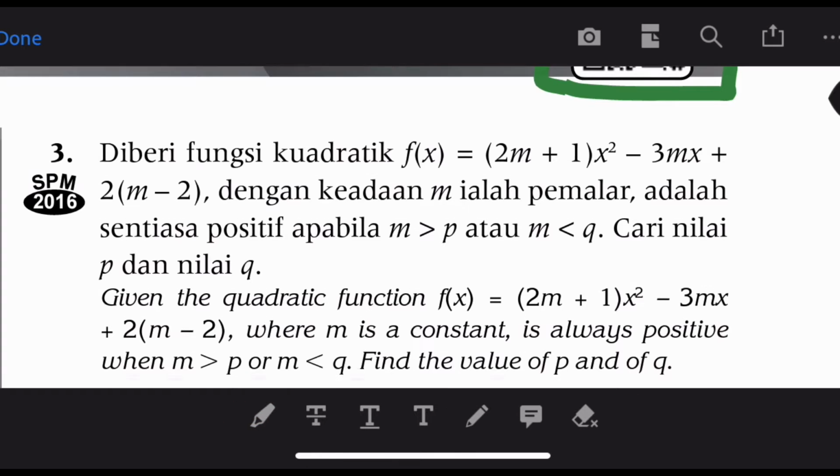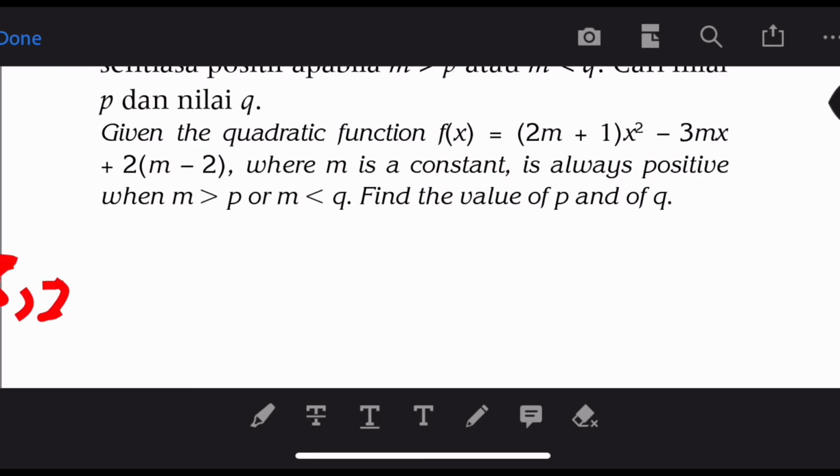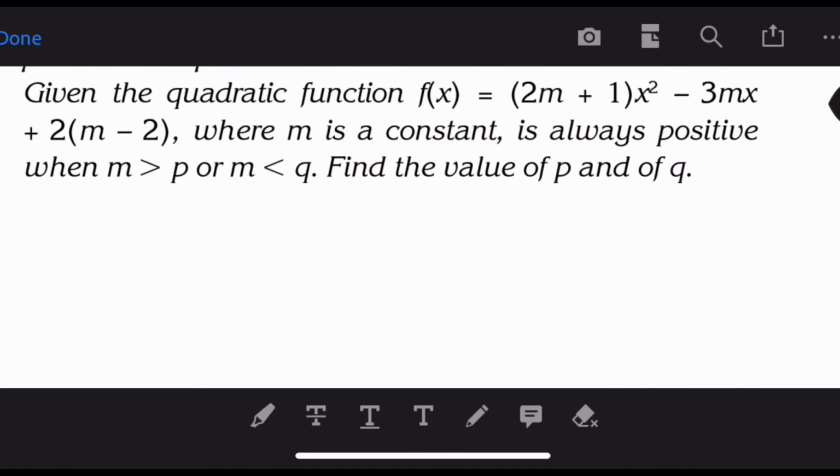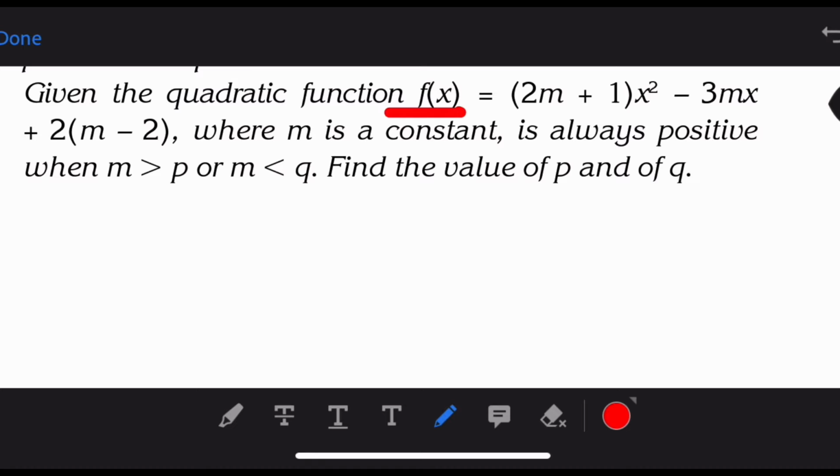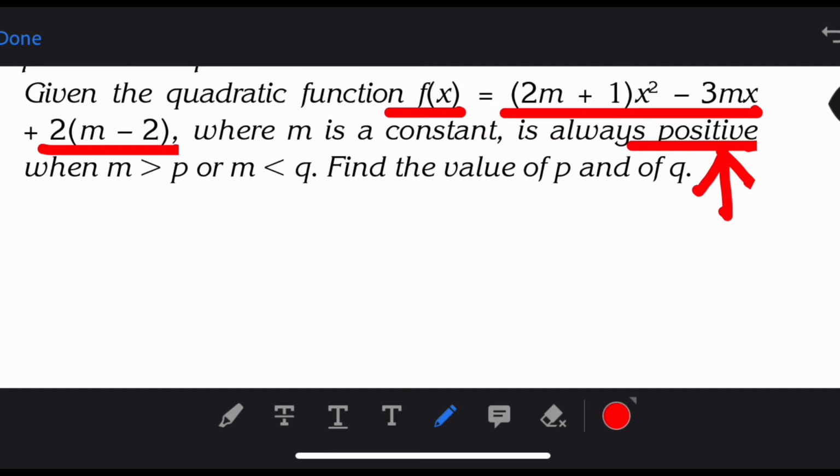Okay, let's read the question. We will read the English one. Given the quadratic function like this. Wow, so long. m is a constant. It's always positive. Whenever you see always positive, and it's a function positive, you cannot jump into a conclusion that positive must be more than 0. Alright, this is a very common mistake.